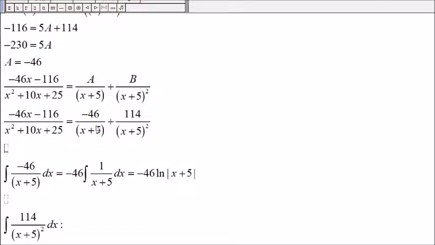Now let's find this integral. The integral of negative 46 over x plus 5 will be negative 46 times the integral of 1 over x plus 5. And recall that if we have the integral of 1 over x plus a, then this would be the natural log of x plus a. So here we have 1 over x plus 5, so we get the natural log of x plus 5.